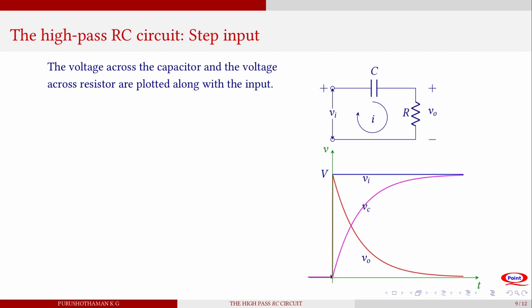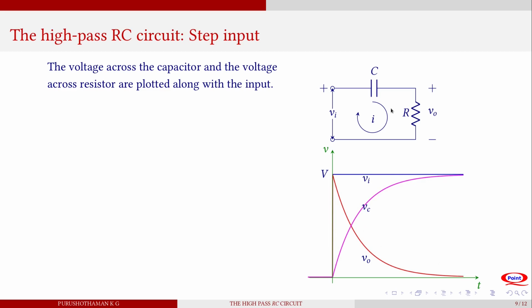So this is the voltage across the capacitor. It is exponentially rising and finally reaching the value of V. See, it will reach the value of V only after infinite time, but practically we can say that after 5 time constants, its value is equal to V. At the same time, the current through the circuit is 0.